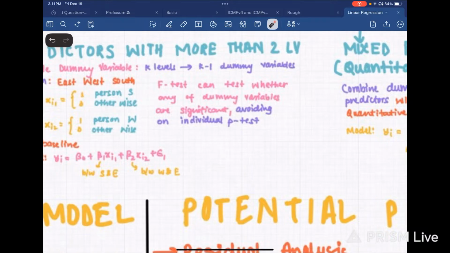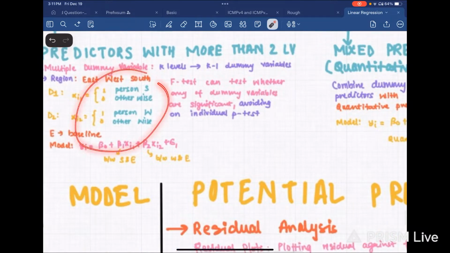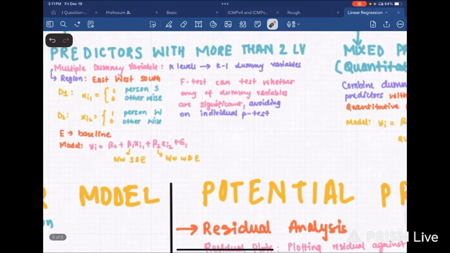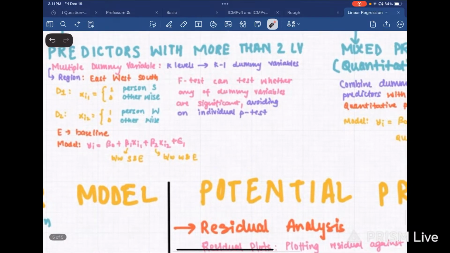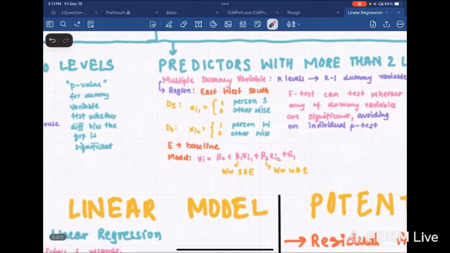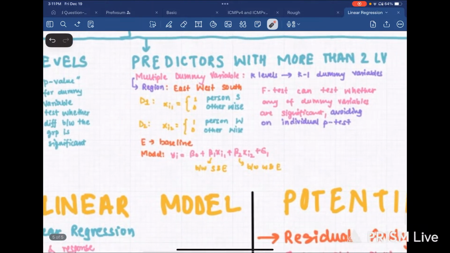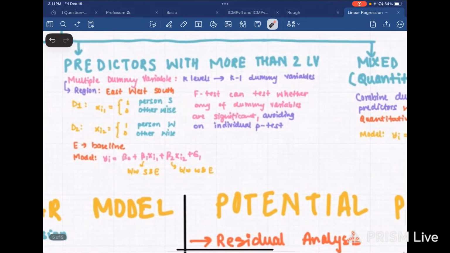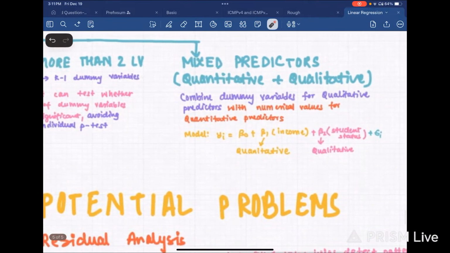An F-test can be used to test whether the dummy variables are significant, avoiding the individual t-tests. So we can avoid the individual tests and directly do the F-test to test whether any of the dummy variables are significant or not. So we just know whether it is significant here or not. So for k levels of a predictor, we have k minus one dummy variables.